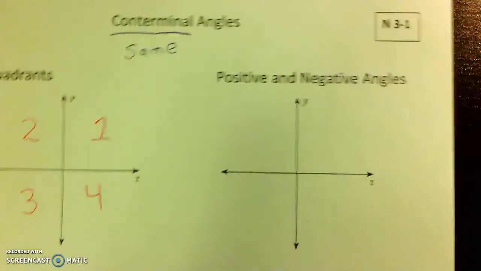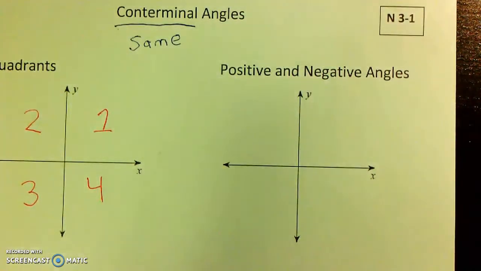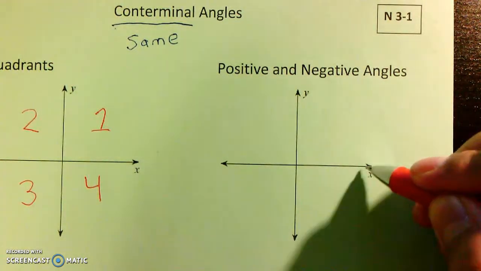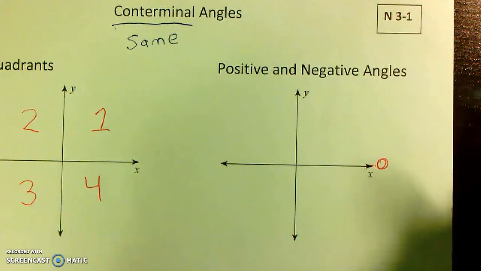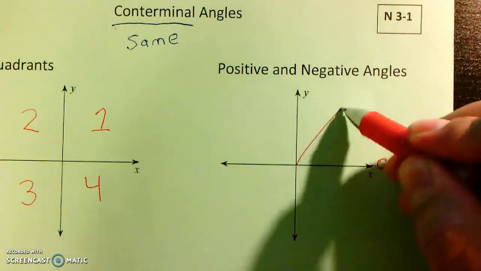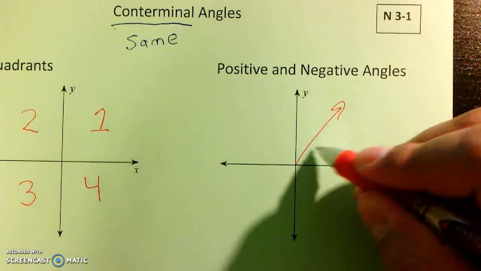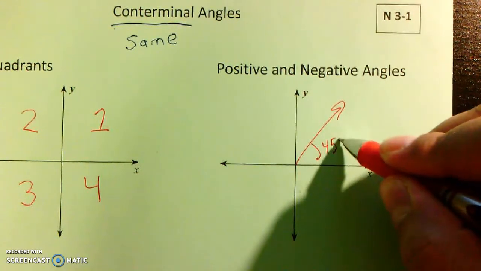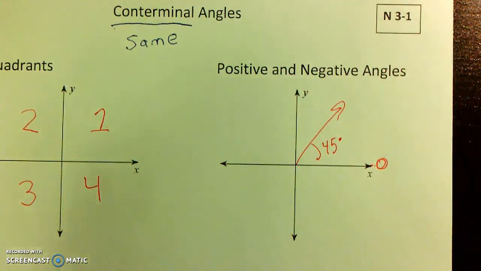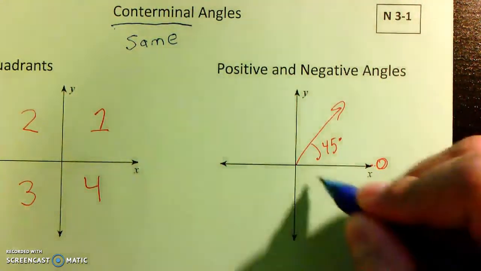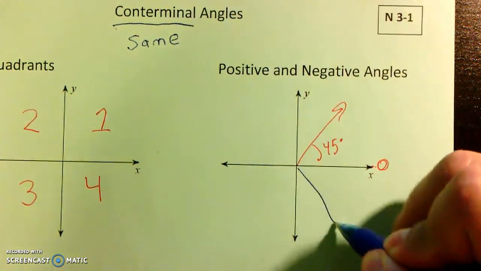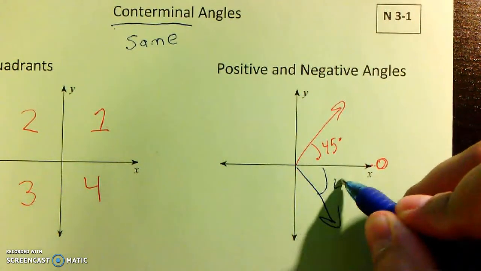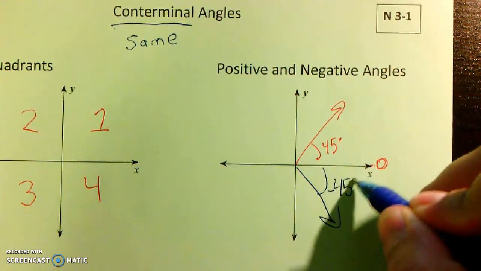Positive and negative angles. There are two different directions that angles can go. So we always start here. This is our 0, our starting point, and then we have two directions to go. We have the positive and the negative direction. So we can have, for example, positive 45 degrees, and then negative 45 would just be going the opposite direction. So instead of starting at 0 and going up 45 degrees, I would go down, and that would be negative 45 degrees.